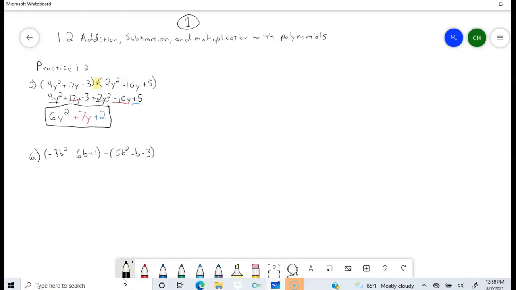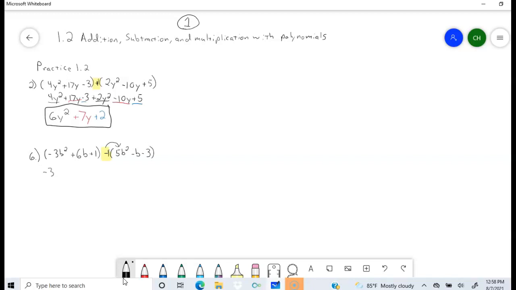Now the second one, we'll notice is not a sum, it's a difference. It's the quantity of negative 3b squared plus 6b plus 1 minus the quantity of 5b squared minus b minus 3. So when there's a minus there, that's when we have a little bit of extra work to do. We need to understand that that 1 is there, and I will distribute it.